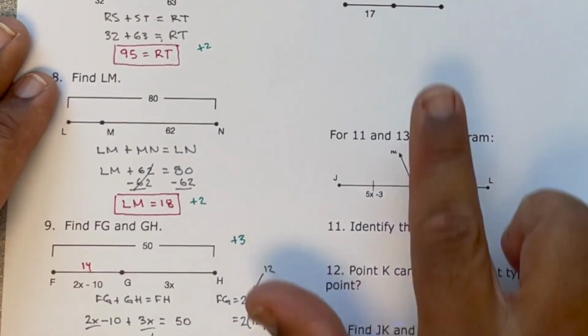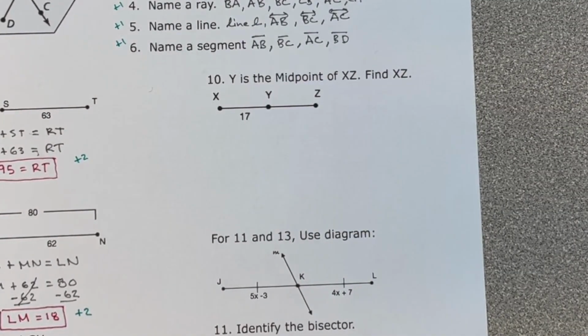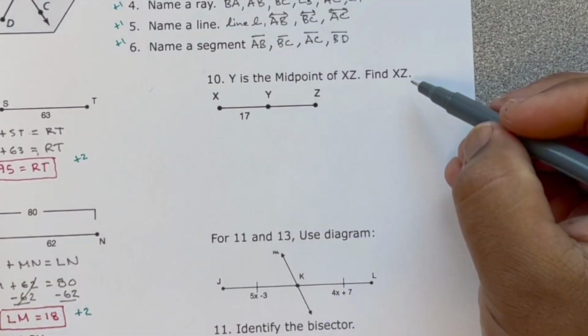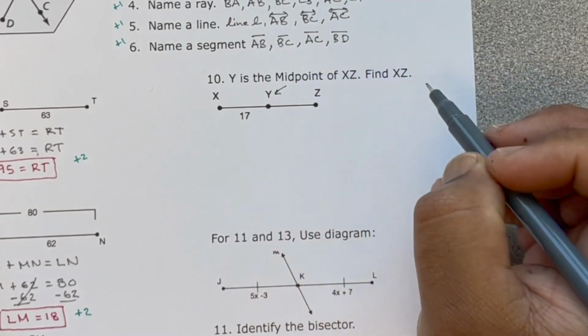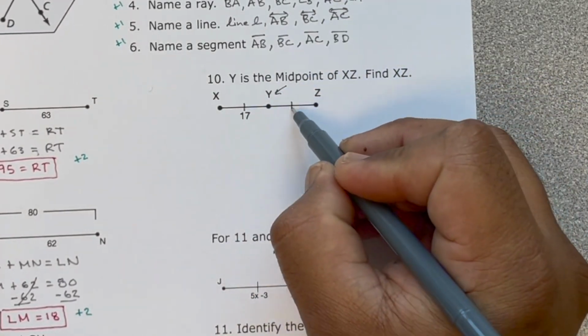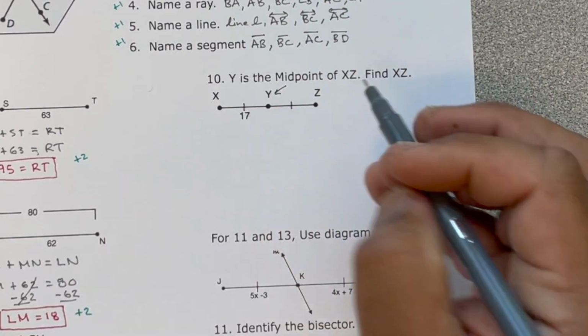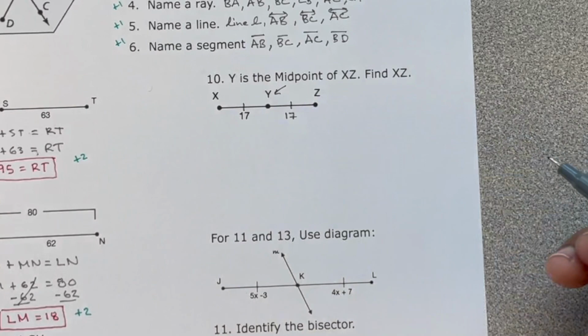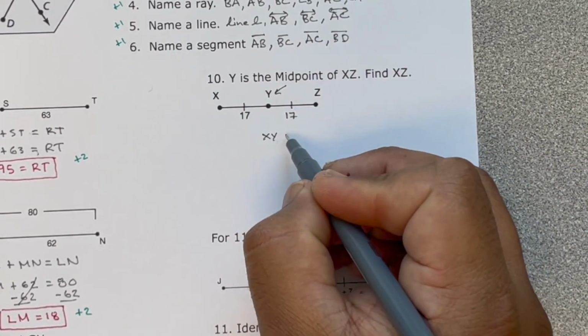Moving over to number 10 now. Number 10, Y is the midpoint of XZ. Find XZ, the length of XZ. Well, if Y is the midpoint, then I know that these two parts are congruent. Those two segments are congruent. That means the lengths of them are equal. So this must also be 17. So to find the whole length, using segment addition.